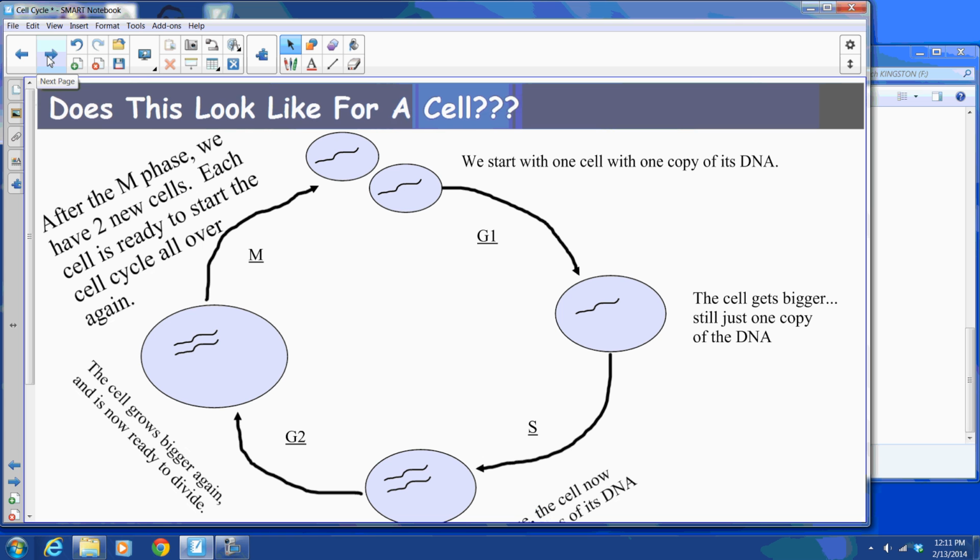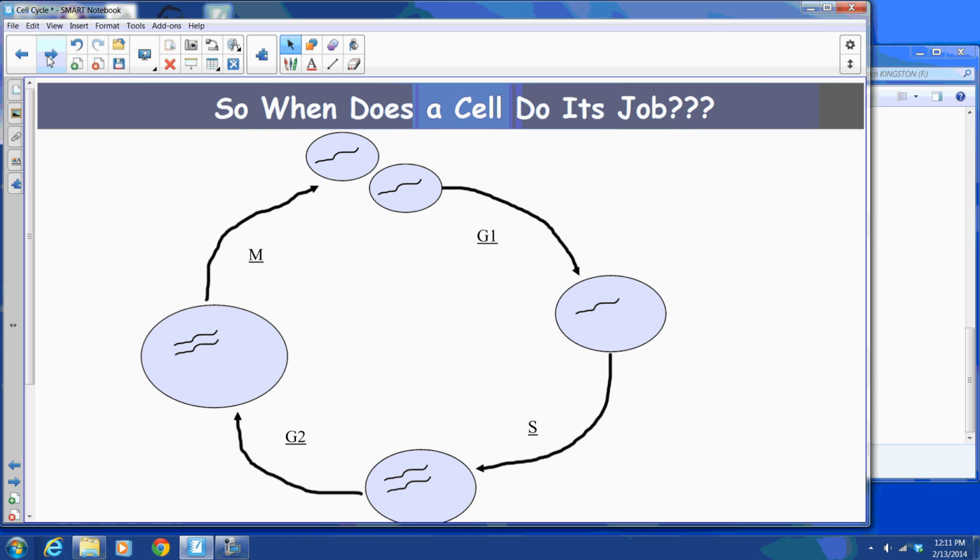The second question that pops up requires a little bit more of an explanation. So let's go to a fresh slide here. And that question that pops up sometimes is, okay, when does a cell do whatever job it's supposed to be? So if a cell is just constantly going through this cell cycle, growing and getting ready, copying the DNA, growing and getting ready again, dividing into two, when does it actually do whatever function it's supposed to do? So when does a brain cell get to be a brain cell? When does a liver cell get to do the job of that liver cell? When does it do what it's supposed to do?